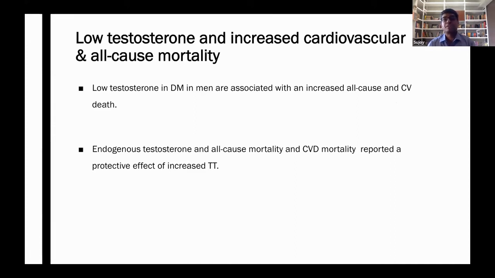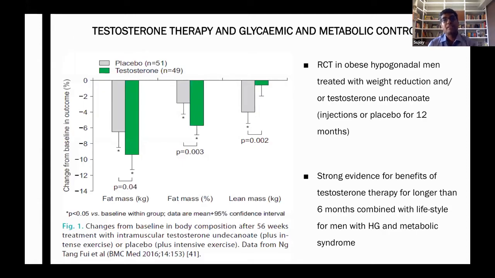The other thing which is quite interesting is low testosterone and its association with increased cardiovascular and all-cause mortality. Low testosterone in several of the studies has been shown to be associated with an increase in all-cause and cardiovascular deaths. And in individuals who had low testosterone to start with, an RCT showed that if they were able to reduce weight, particularly the obese ones, or if you gave them testosterone injections, there was a favorable change in body composition with decrease in fat mass and increase in lean mass. There seems to be benefit in terms of cardiometabolic outcomes.